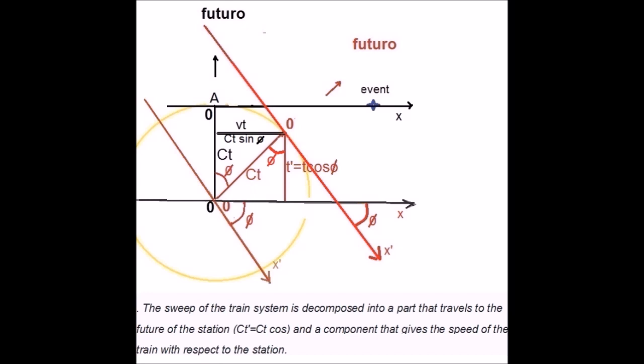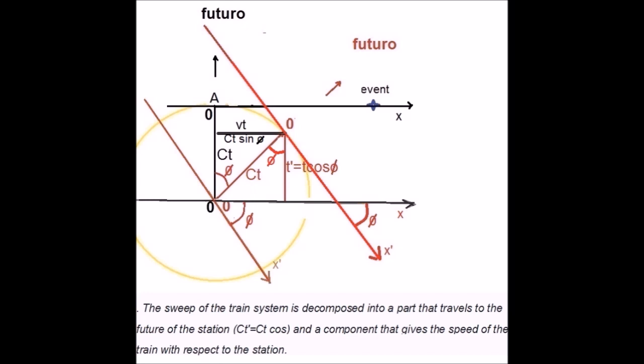Also, the train will have traveled a distance ct, but in the direction of the train's future. For the observers at the station, the train will have advanced only t cosine phi towards its future. Thus we have t prime equals t cosine phi.